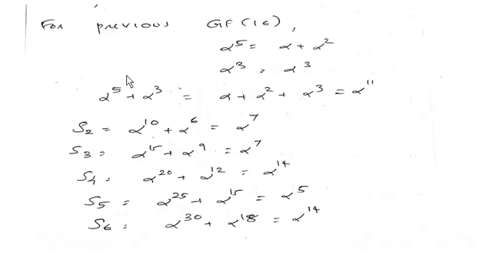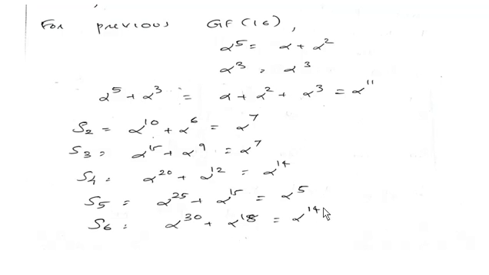Then S2 is 2 times of this coefficient, alpha raised to 10 into 10 plus alpha raised to 3 into 2. Then S3 is alpha raised to 5 into 3 plus alpha raised to 3 into 3. S4 is alpha raised to 5 into 4 plus alpha raised to 3 into 4. S5 is alpha raised to 5 into 5 plus alpha raised to 3 into 5. And S6 is alpha raised to 5 into 6 plus alpha raised to 3 into 6.